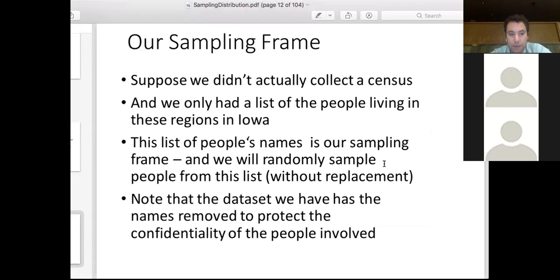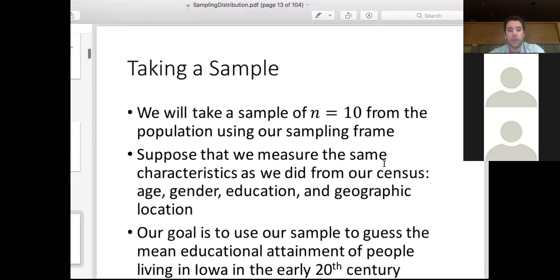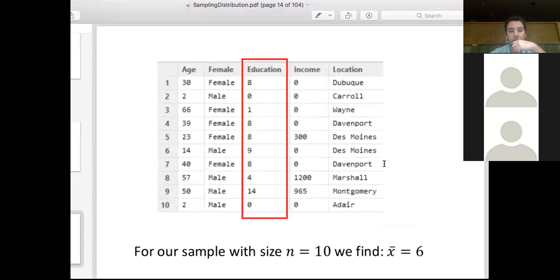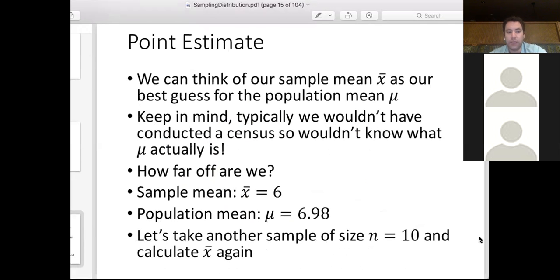But since we didn't actually collect our census, we can use a sampling frame and conduct a simple random sample of participants from that larger population. So here, just as an example, we use a sample size of 10 from the larger population, and the goal is to use our sample to guess what the mean population value is. We find amongst the sample that the mean is 6, which is not too far from the true population mean of 7. So we consider that to be our point estimate, and it's about 0.98 away from the true population mean.